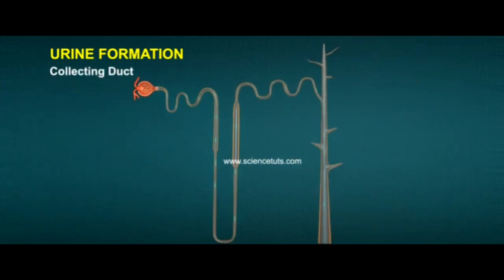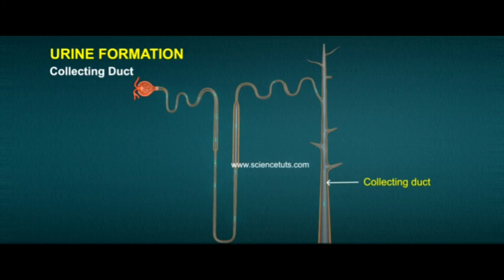The next is the collecting duct. A large amount of water is reabsorbed to produce concentrated urine. It allows passage of a small amount of urea into the medullary interstitium to keep up osmolarity. It plays a role in the maintenance of pH and ionic balance of blood by selective secretion of H+ and K+ ions.